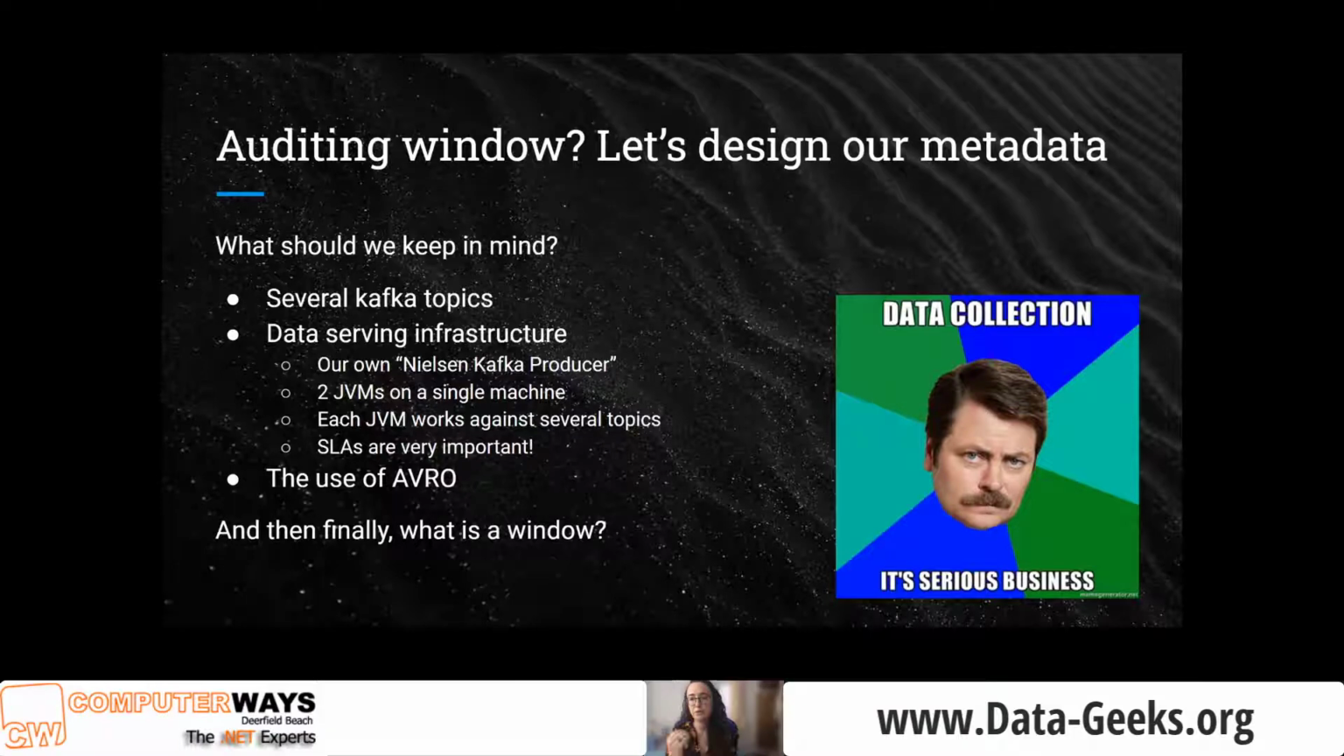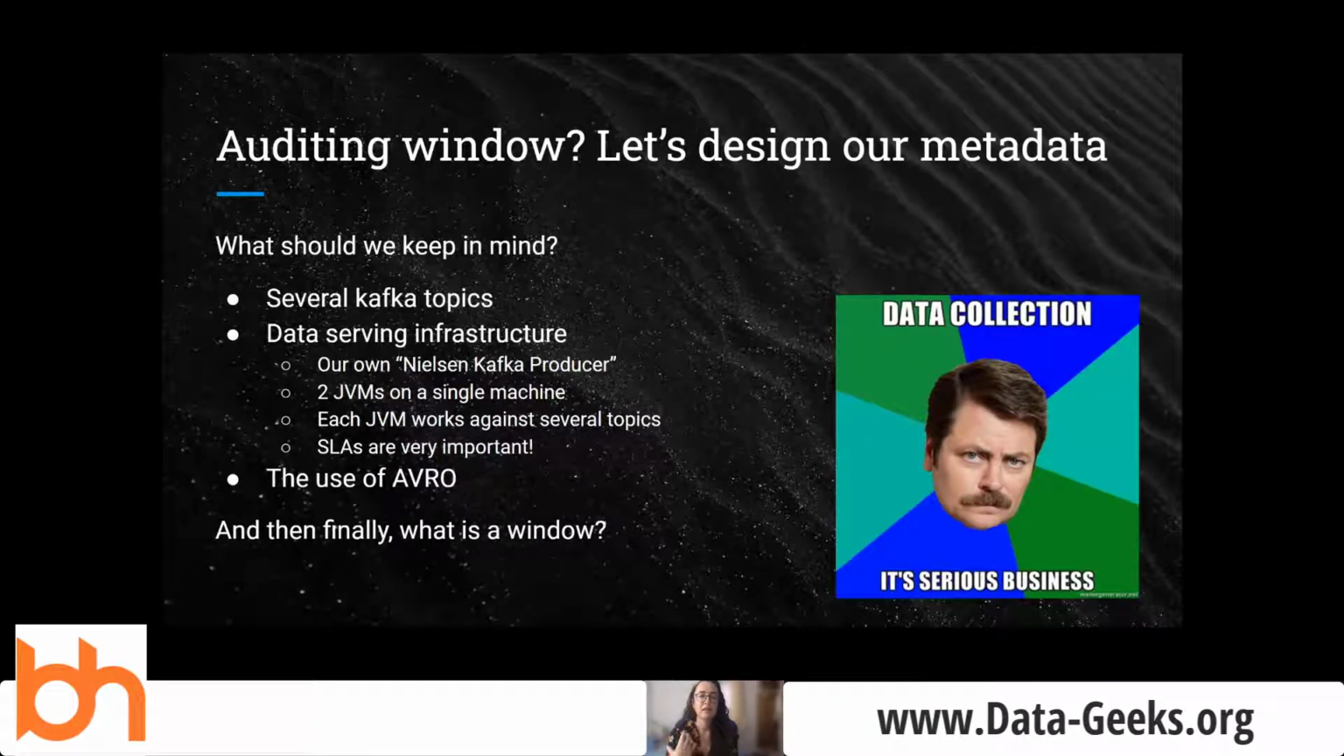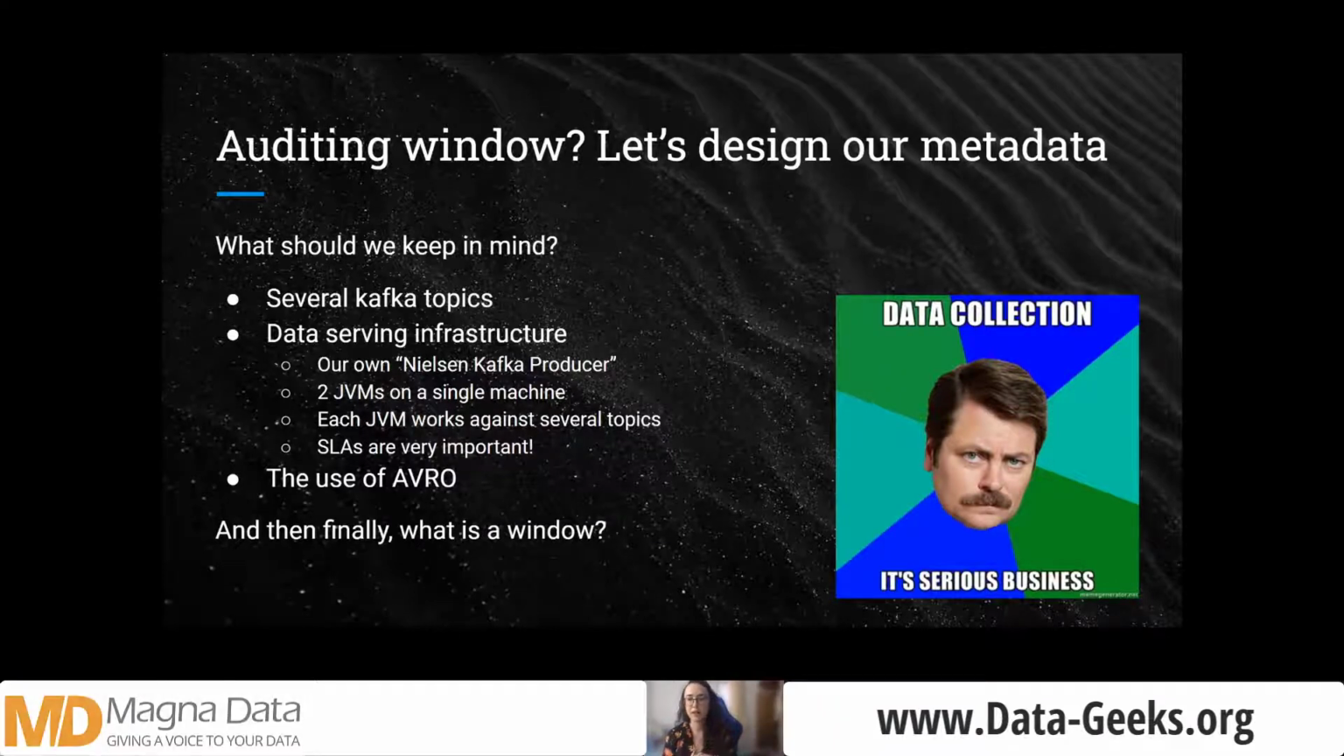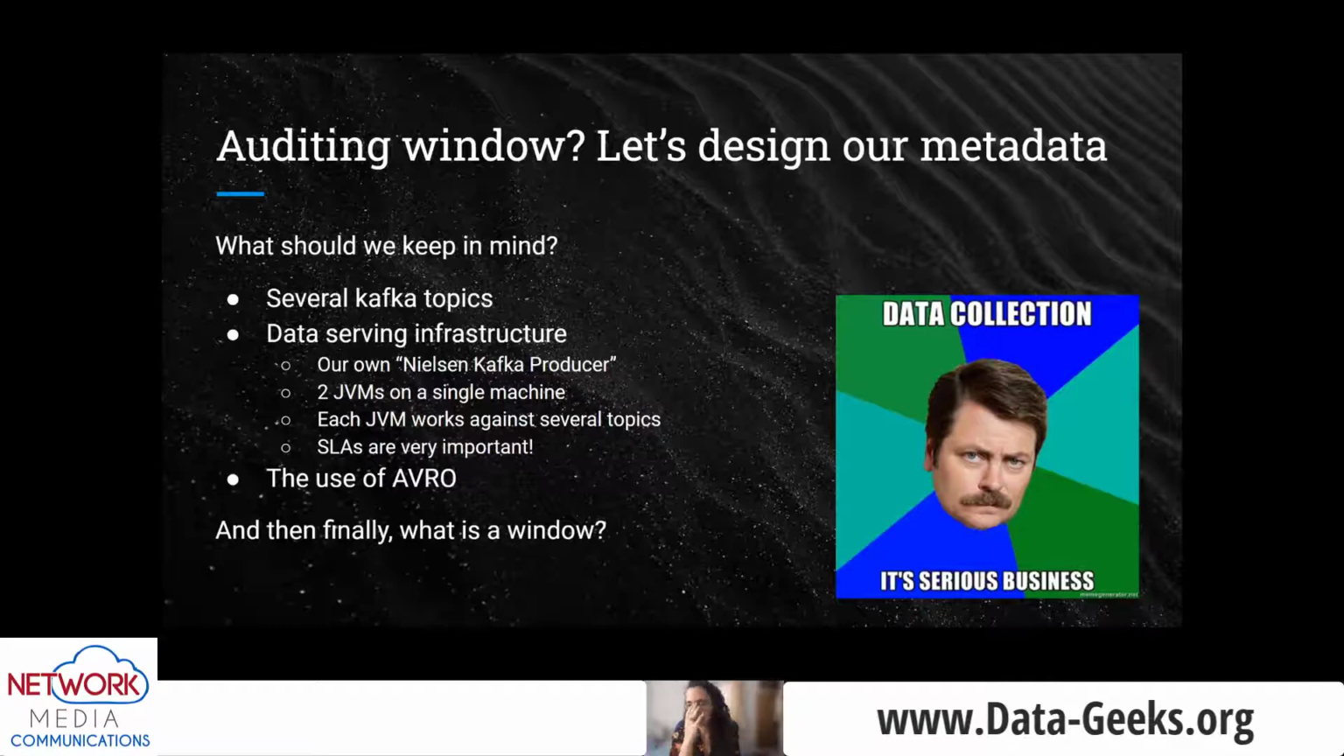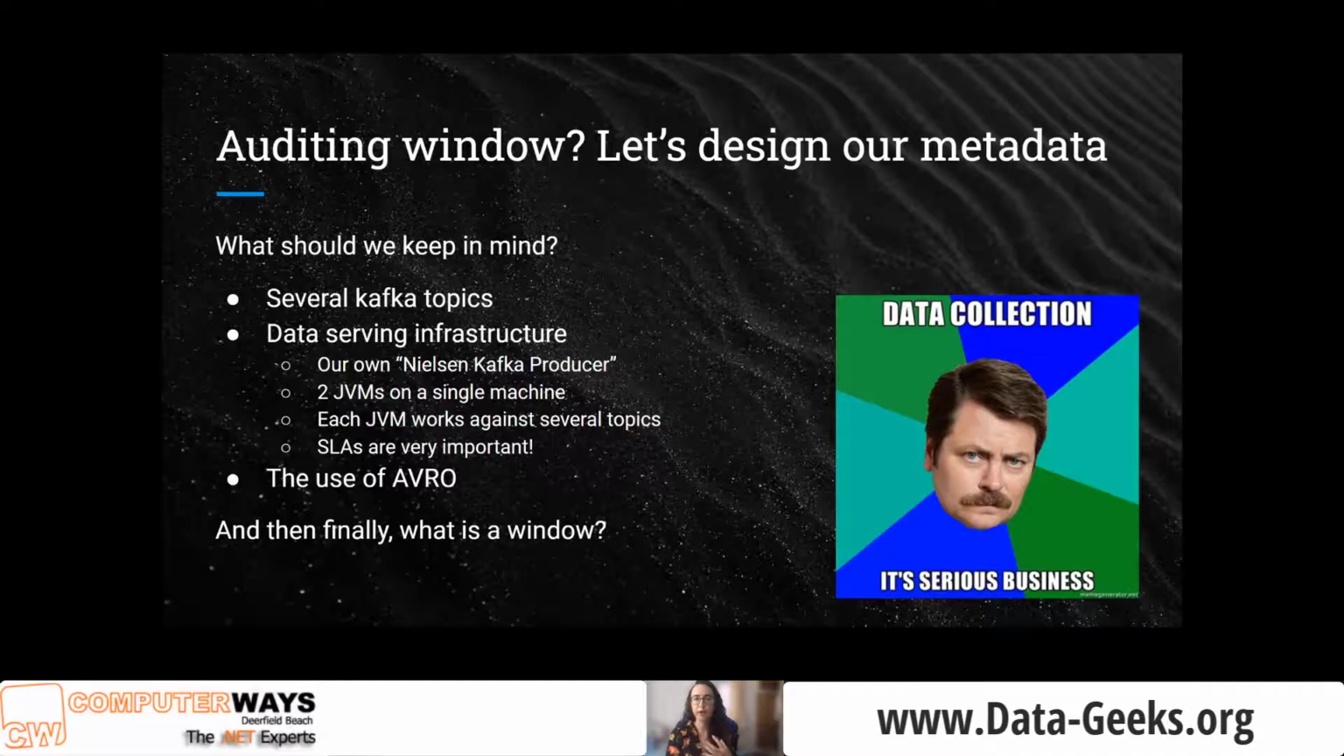So now what we'll do is really go and delve deep into that design and what is the data that we're actually dealing with when we're talking about auditing data. And I have some points that I really want you guys to keep in mind. So what should we keep in mind? The first thing is that we don't have one Kafka topic. We have several of them. And that number is not fixed. So if there's a new project, there might be a new type of data. There might be a new Kafka topic.